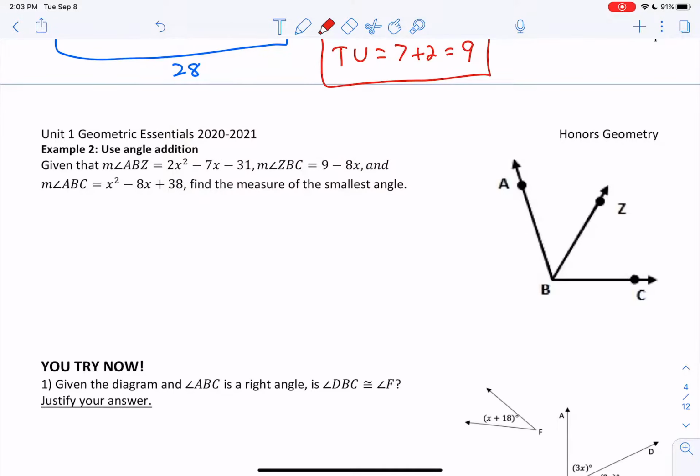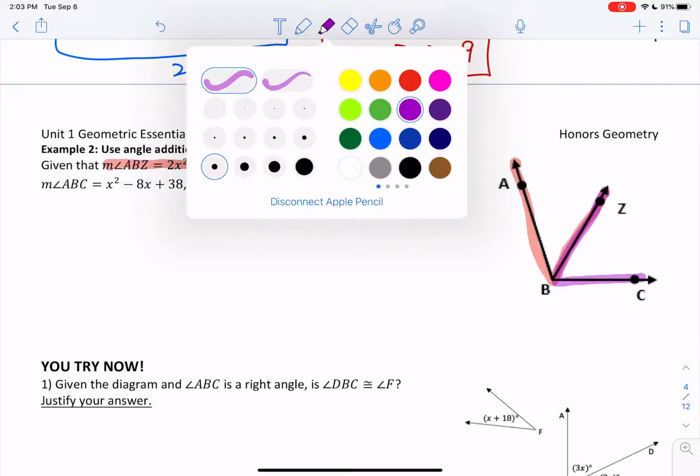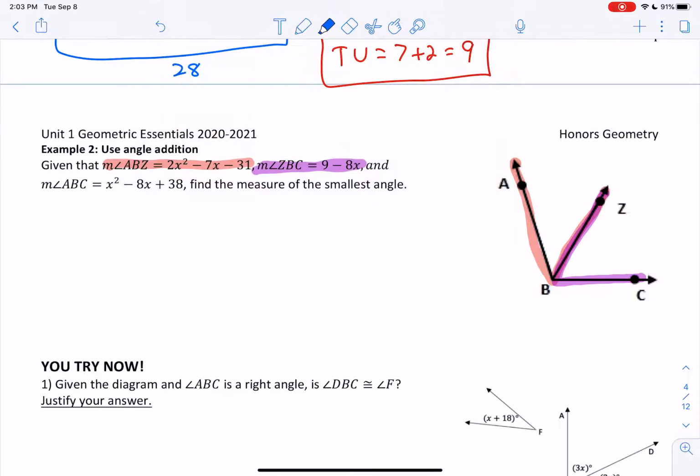Let's start here. So I'm given the measure of ABZ is 2x squared minus 7x minus 31. So ABZ is this angle right there. I am also given that ZBC is 9 minus 8x. So ZBC is going to be this angle right there. And then lastly, I am given that ABC, which is the entire angle, is x squared minus 8x plus 38. So that is from here all the way to there.